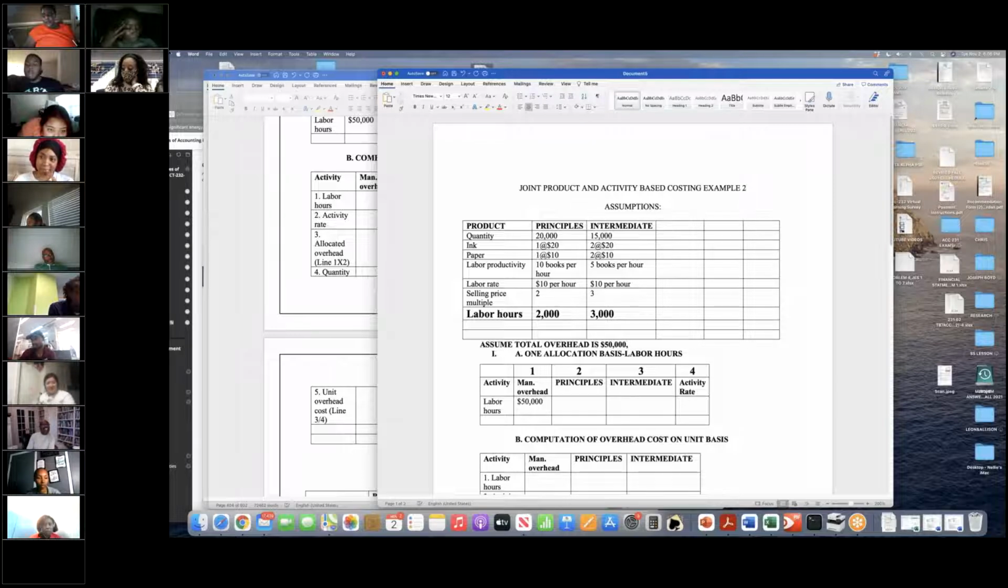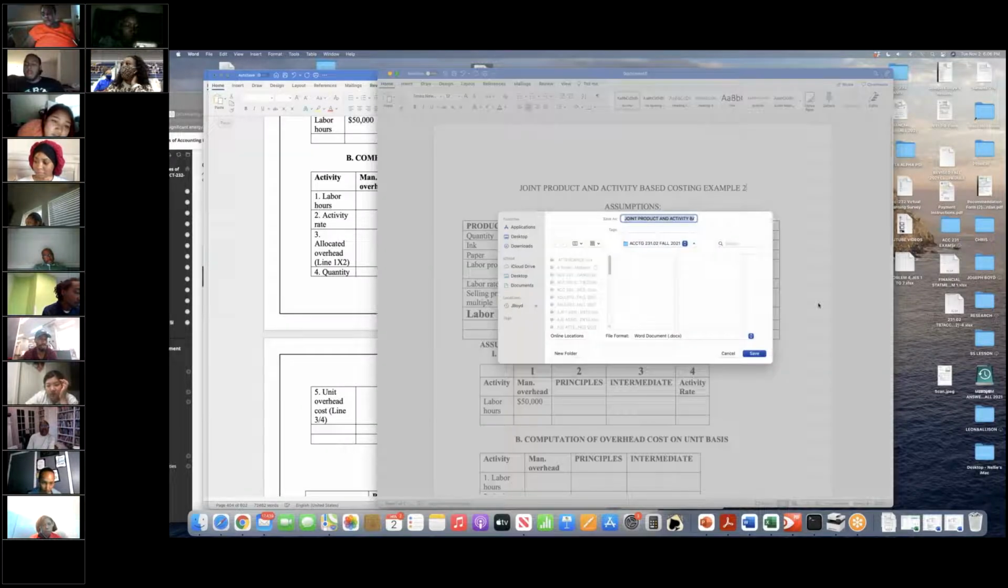How do you find the labor again? You divide the quantity by the labor rate. The quantity, 20,000 divided by 10, is 2,000. No, not the labor rate, sorry. It's on the calculation of unit, like the last chart, and it says labor and it says like 1, 2. I don't know if y'all see it. Yeah, I have to look at the paper whenever he zooms out.